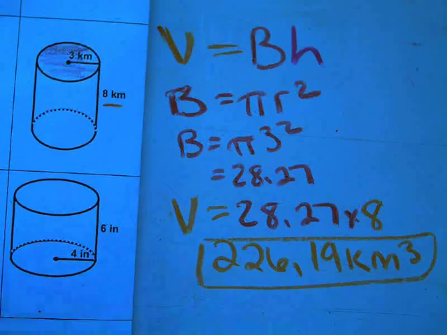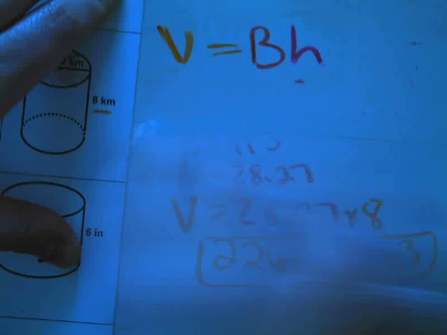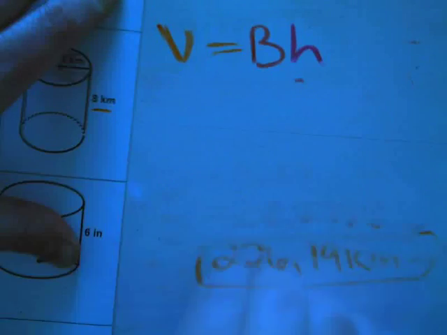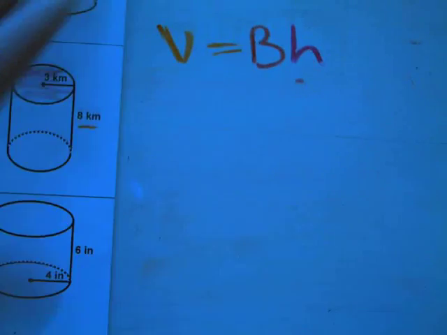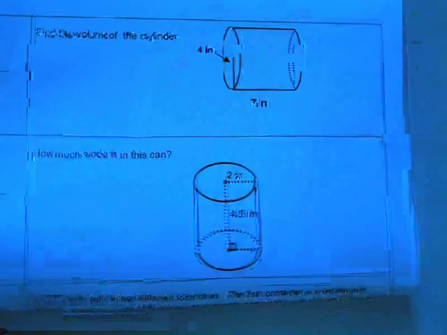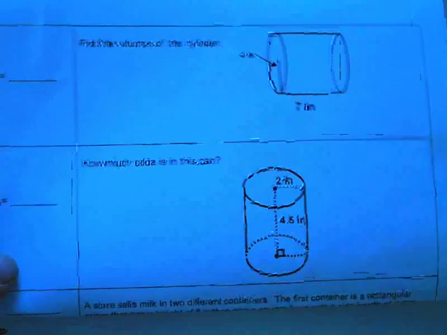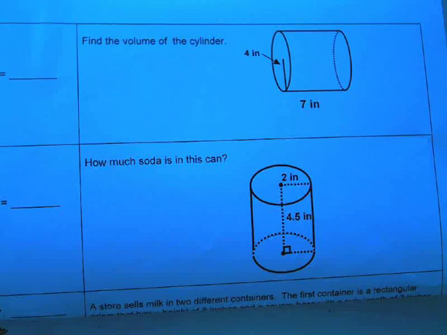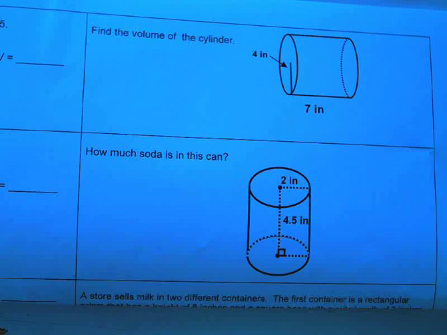Okay, now it's time for you to try. Here are 2 for you to work out. Find the volume of this cylinder, and then determine how much soda you can fit in this can. Go ahead and pause it, work it out. The answers to the you try will be posted on my website.